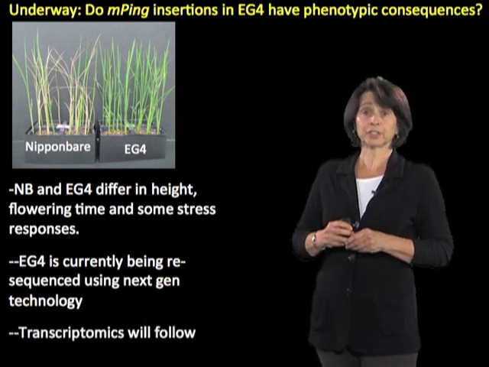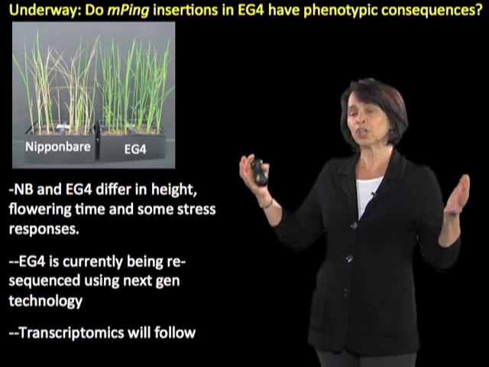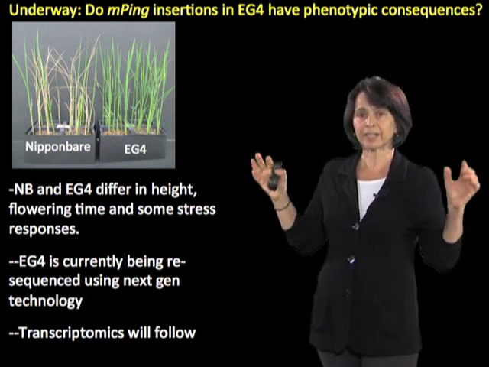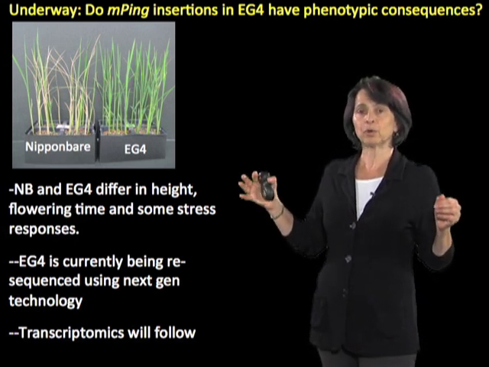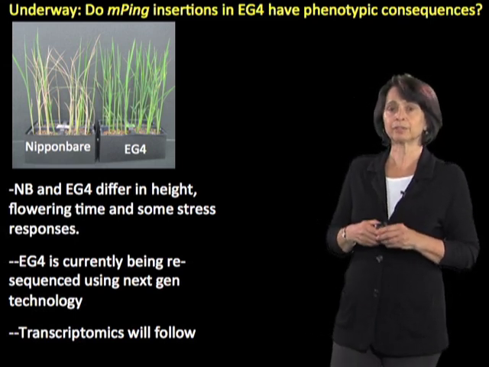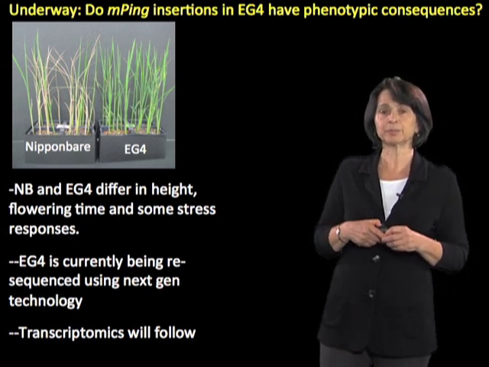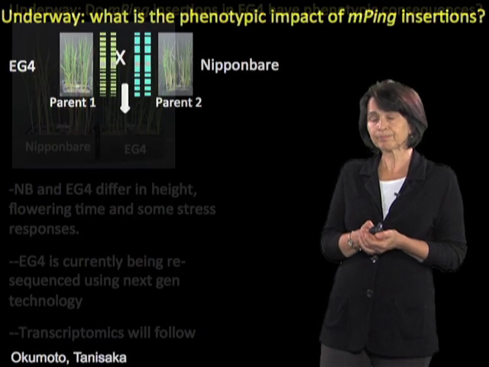The other thing is we're doing transcriptomics. Rather than looking at particular individual genes, we're looking in a strand-specific way at the entire genome of Emping, EG4 and Nippon-Bari. And this is done in collaboration with Tom Brutnell's group at Cornell, where they've developed a really nice protocol to look at single-strand RNA-seq.